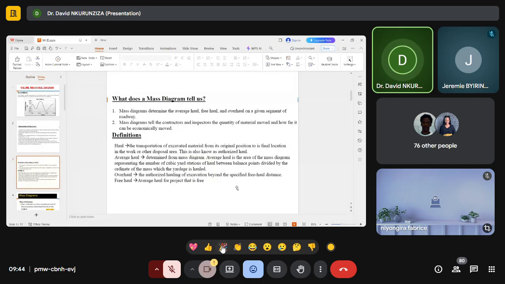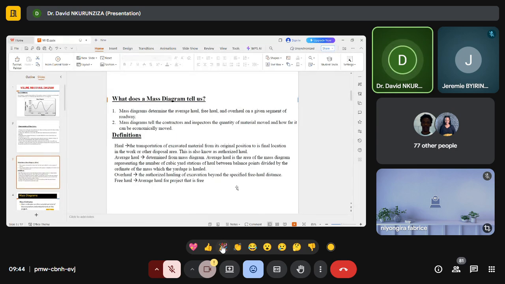Of course, the mass diagram will determine some new terminologies: haul distance, average haul, free haul, overhaul. The haul is the transportation of material from its original position to its final location. So haul, because if the haul is too much, the project will be costly.